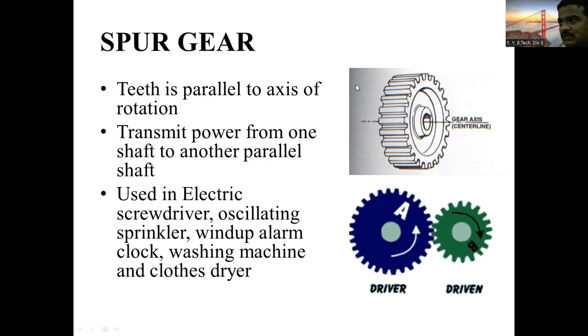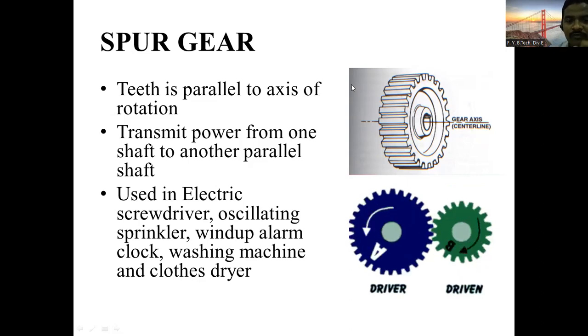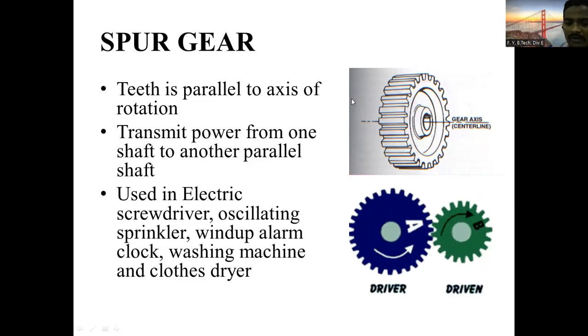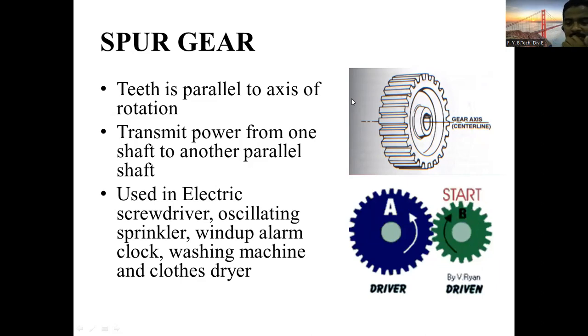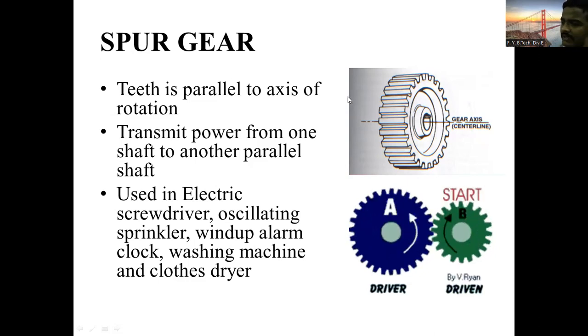Teeth are cut straight. So spur gears have straight teeth, and this kind of gear is used for transmitting power from one shaft to another shaft when the shafts are arranged parallel. Where will you find this spur gear? Most of it in the automobile sector, automobile vehicles, or we can say in watches, clocks, washing machines, then oscillating sprinklers. Everywhere you will find a spur gear arrangement in all machineries.